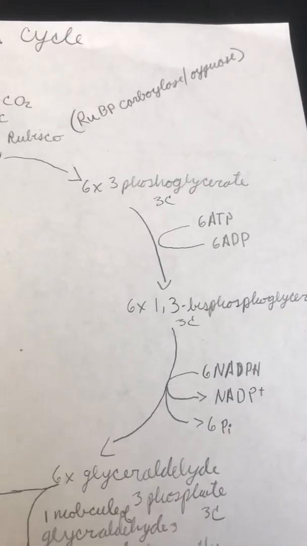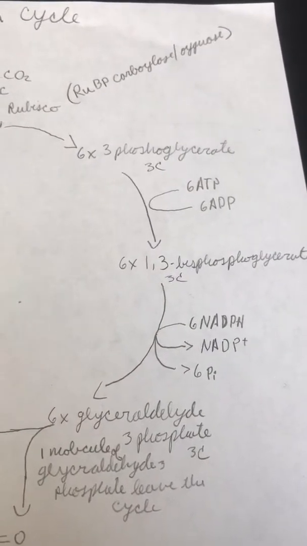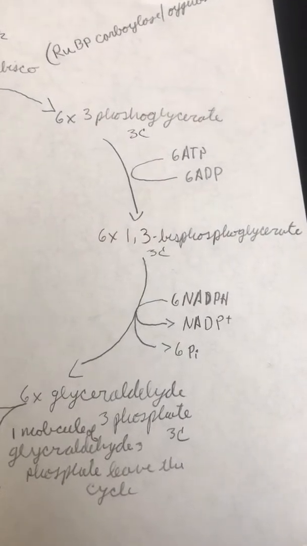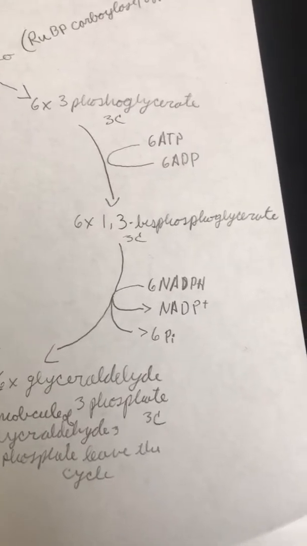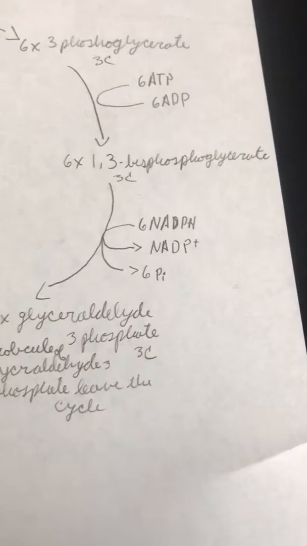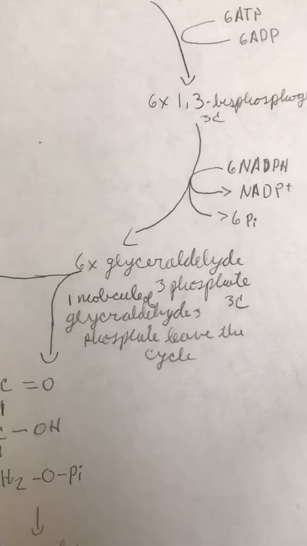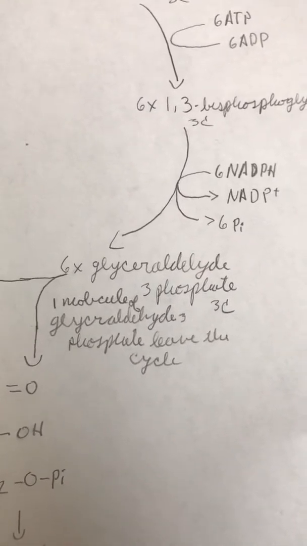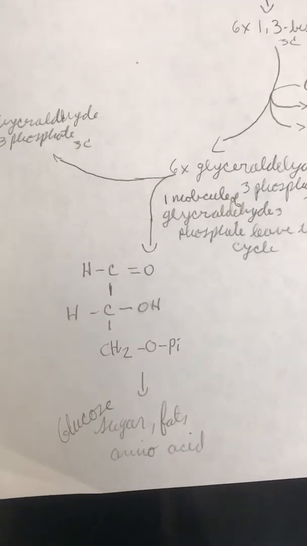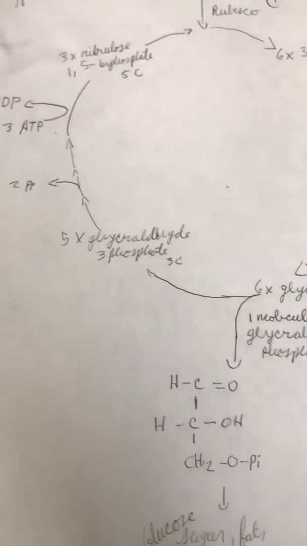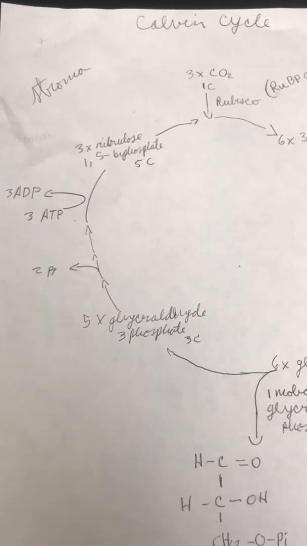3-phosphoglycerates, which then uses 6 ATP to convert it to 6 molecules of 1,3-bisphosphoglycerate, which then uses 6 NADPH to form 6 glyceraldehyde 3-phosphate molecules. From there, 1 molecule is given off to form glucose, fats, and amino acids, and the other 5 molecules enter back into the cycle, and the cycle is completed 6 times.